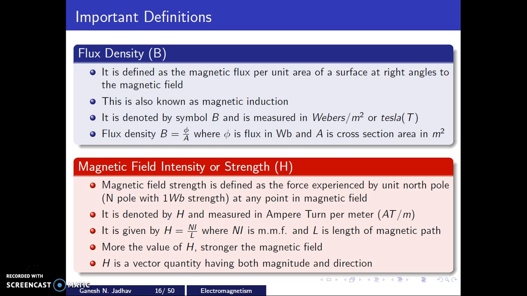It is denoted by the symbol capital B, and it is measured in Weber per square meter. Why Weber per square meter? Because the unit of flux is Weber and the area is in square meters. Weber per square meter is also known as the Tesla. The flux density B is given by phi by A, where phi is the flux in Weber and A is the cross sectional area in square meters.